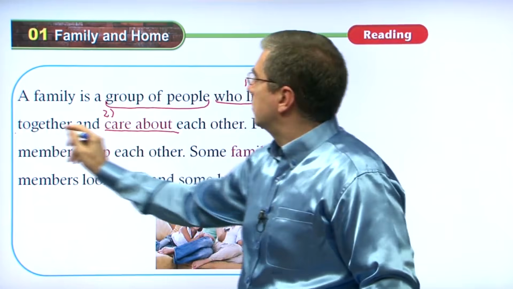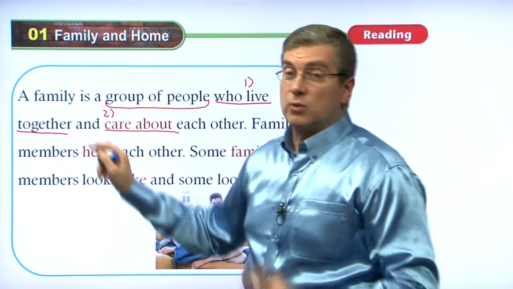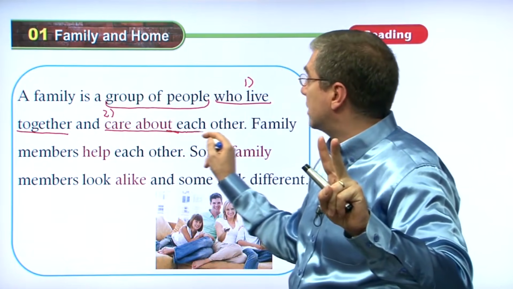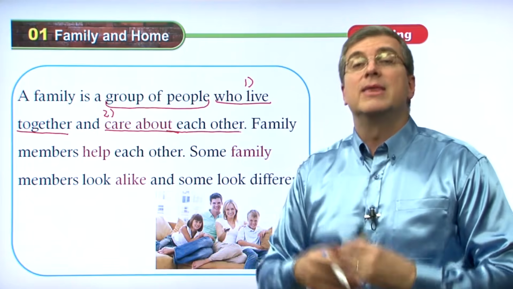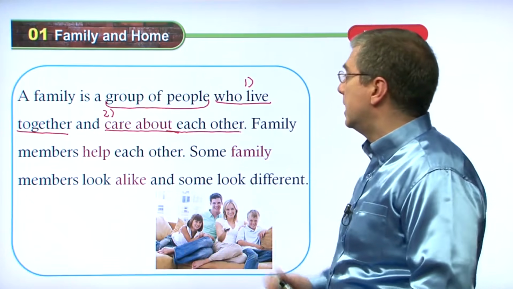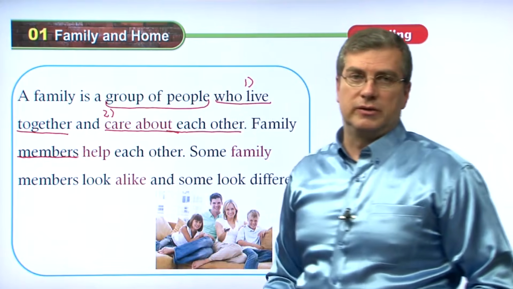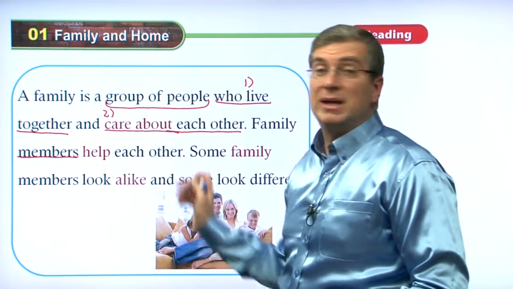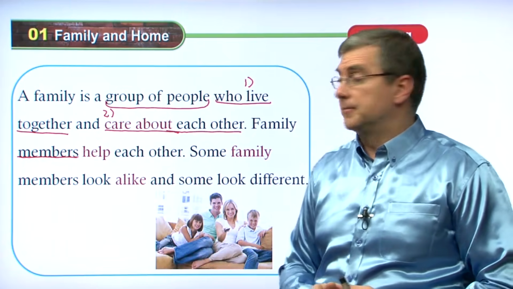Who live together. Live together is one thing that families do together. Another thing is that they care about each other. So there's two things that families do. They live together, they care about each other. Remember, we're talking about family members because they're members of a group. Family members help each other. That's important, right? It's very important for families to do.